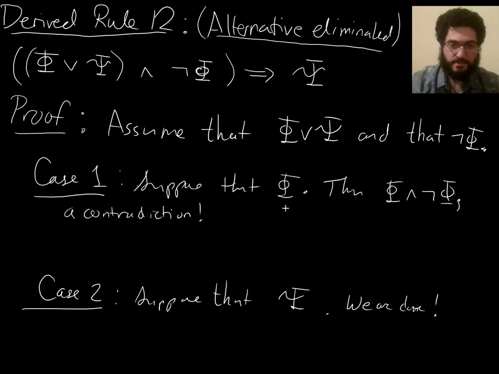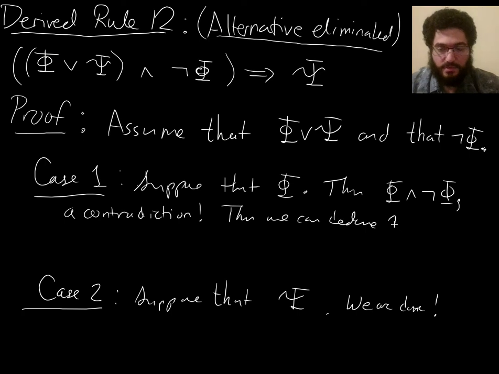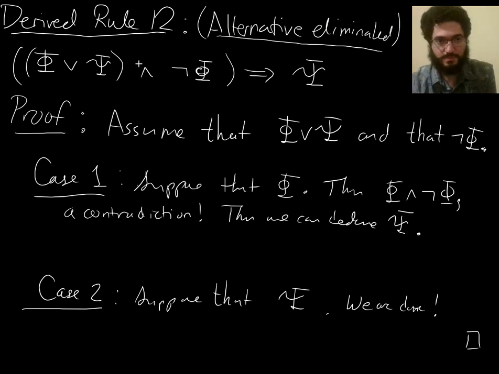So here, then we can deduce anything we want. So let's just deduce psi. That's the thing I choose to deduce. And now we're done in both cases. So that's derived rule 12. And now when you're faced with an OR that you have, when you know that an OR statement is true, you have another way to possibly make use of it, which is to eliminate one of the two sides. Then you'll know the other side is true.